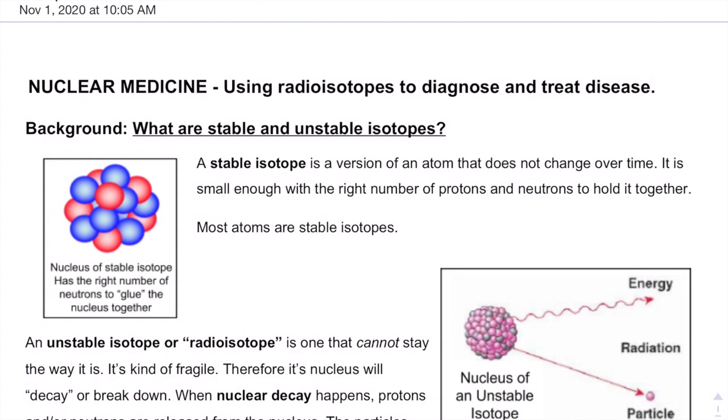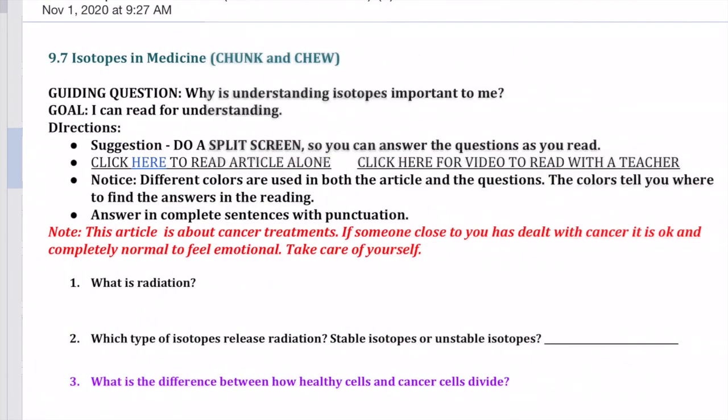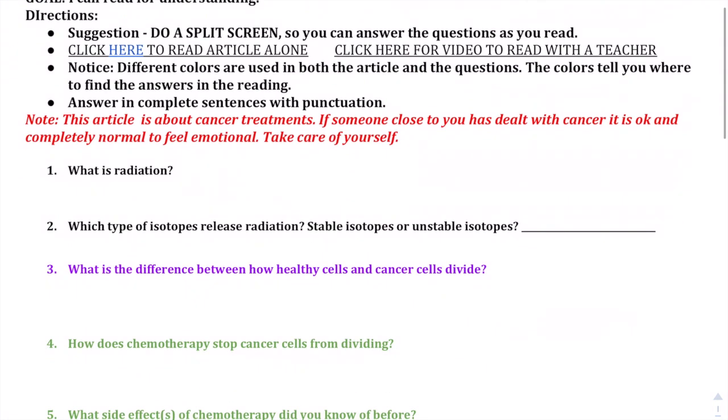I am going to start by looking at the questions that are in black. The first questions are in black here. Remember that the different colors are used to help you know where to find the answers. So question 1, what is radiation? Question 2, which type of isotopes release radiation? Stable isotopes or unstable isotopes?